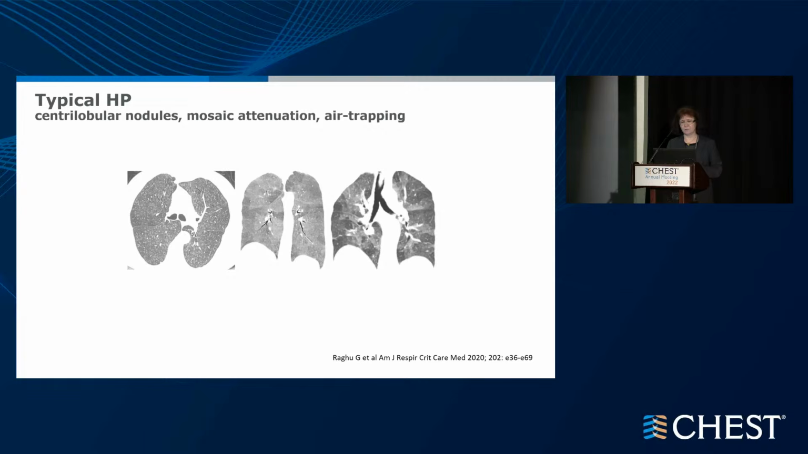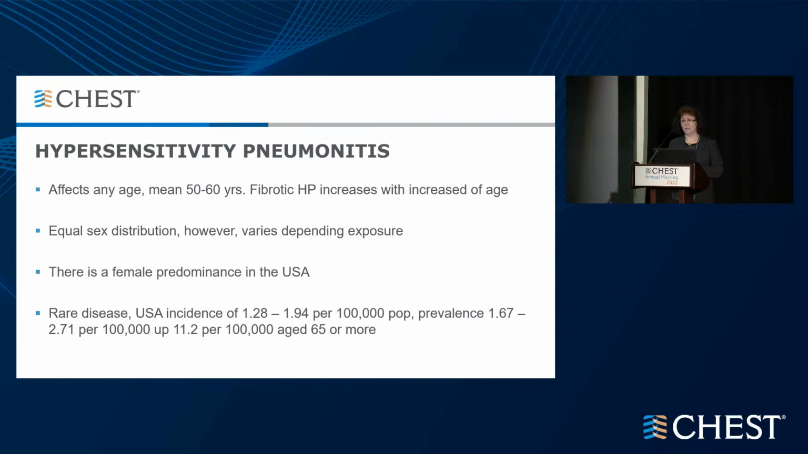And this is an example of, in the far left, centrilobular nodules. In the middle is mosaic attenuation on inspiration. And the far right is air trapping during expiration. All these diseases usually present at 56 years of age. Obviously, older patients have a higher probability of fibrotic changes.